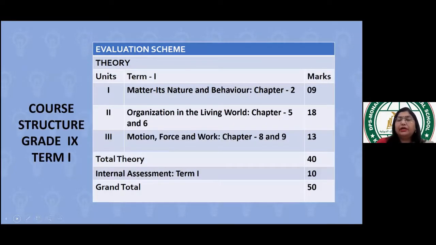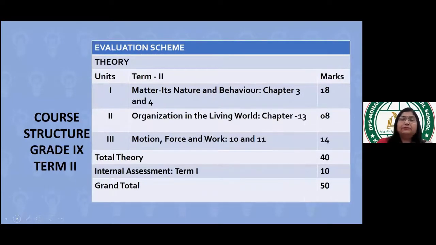Now, in order to give practice to the children, CBSE says to follow the same pattern for grade 9 too. In grade 9, the bifurcation of the syllabus is Unit 1, 2 and 3. In Unit 1, matter, its nature and behavior, chapter number 2 carries 9 marks. Unit 2, organization in the living world, chapters 5 and 6, carries 18 marks. Unit 3, motion, force and work, chapter numbers 8 and 9, carries 13 marks. Again, the theory paper will be of 40 marks. Internal assessment is 10 marks, which comes to a grand total of 50 marks.